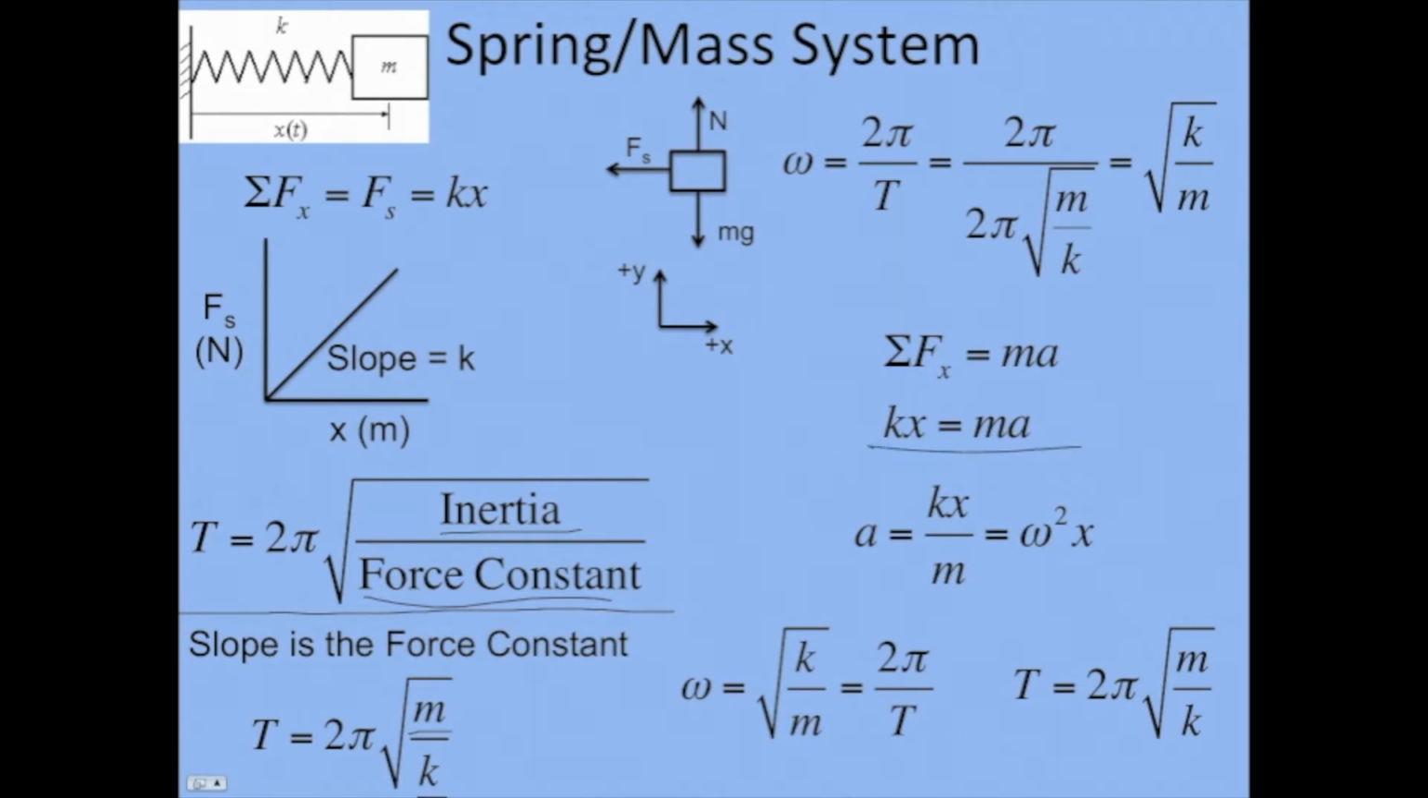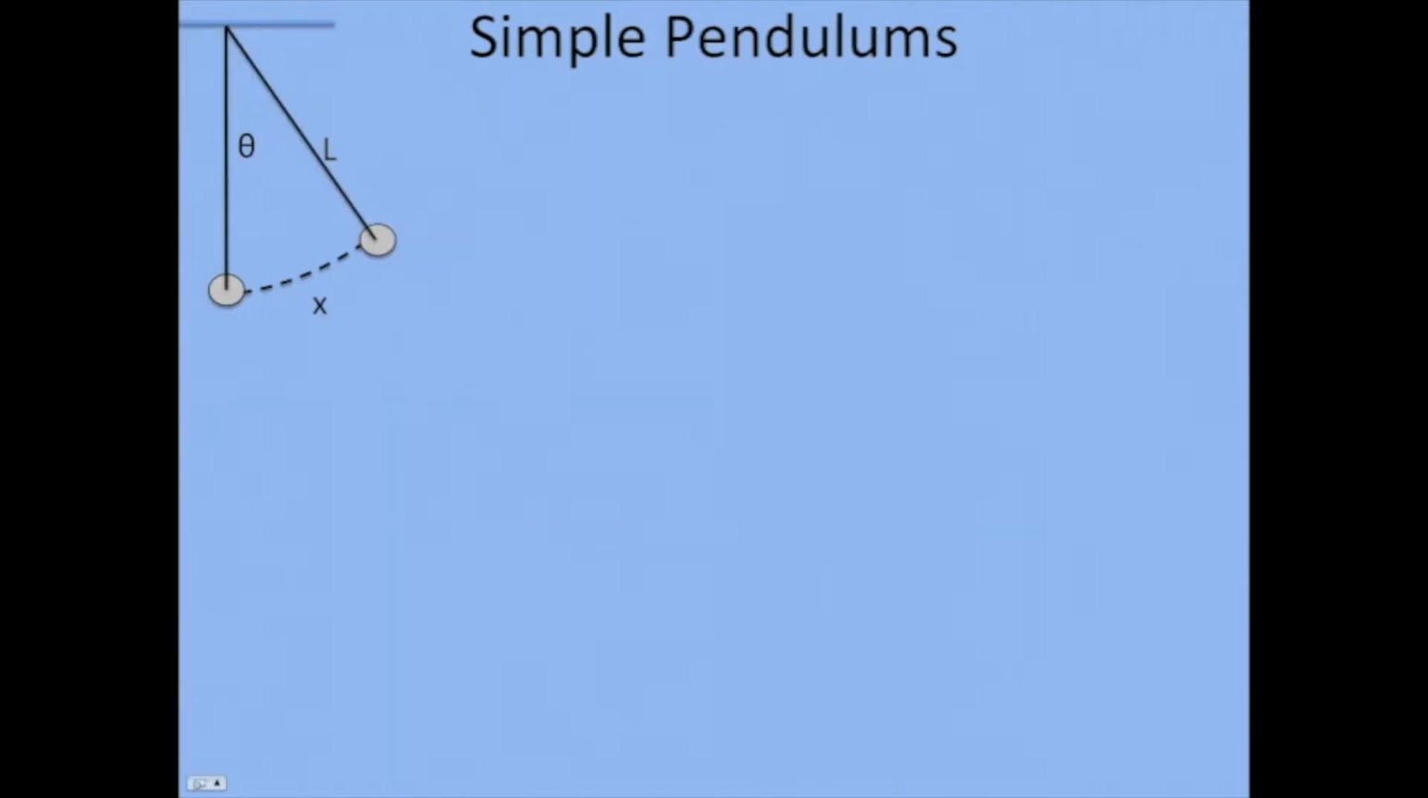Or we can use Newton's second law, F equals ma, solve for a, and if I solve this for omega, the x cancels out, and I get omega equals the square root of k over m, and omega is 2 pi over the period, so I can also solve for the period. So knowing this will help us with the other systems, like a simple pendulum. And so I have a mass on the end of a string, pulled back some angle theta. The length of the pendulum is L, measured to the center of the pendulum.